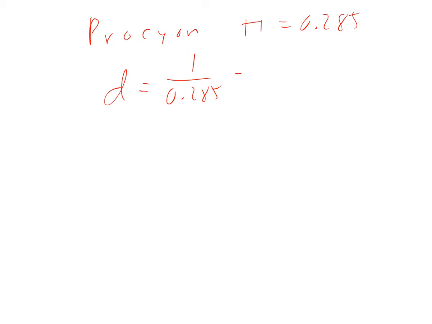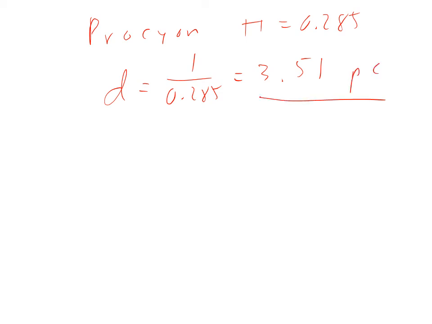So, Procyon, we said, had a parallax of 0.285. So the distance is 1 divided by 0.285. Okay, so how do you do that? Well, there's a button on the calculator that does that. You can do 1 divided by, but most calculators have a button where you just enter the number and it gives the reciprocal, with fewer steps. So that's about 3.5 parsecs.